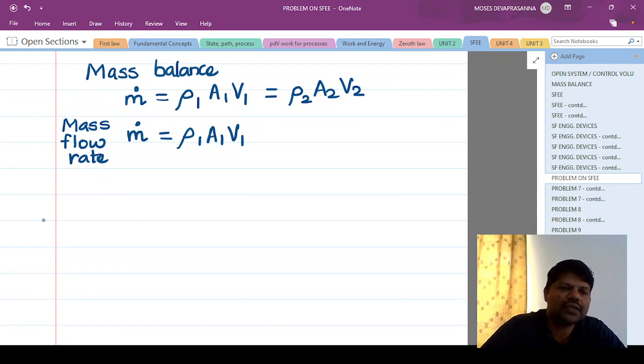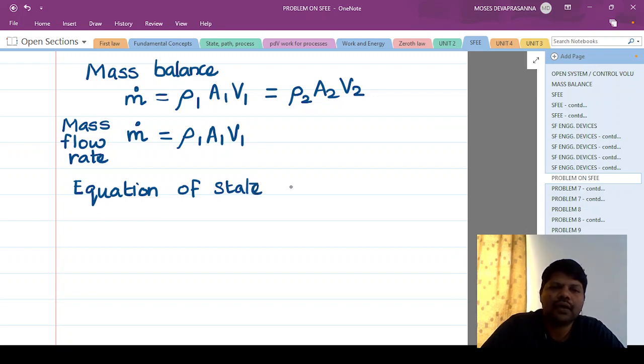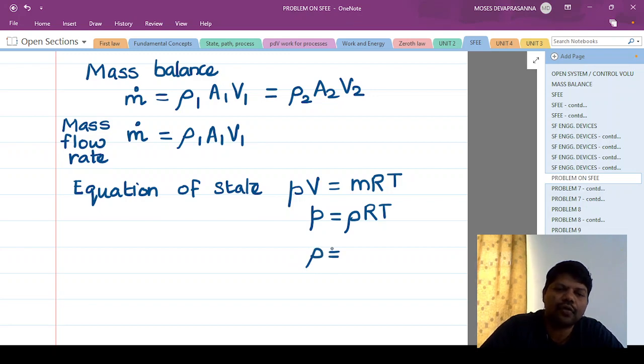To determine the density, I am going to use the equation of state, or the ideal gas equation. So let me write down the equation of state. Equation of state is a familiar expression to everyone. So I'll write PV is equal to mRT. When I bring the V to the right hand side, I will write P is equal to m by V, mass by volume is density rho, RT. So from this I will get the expression for rho, or density, which is equal to P by RT.